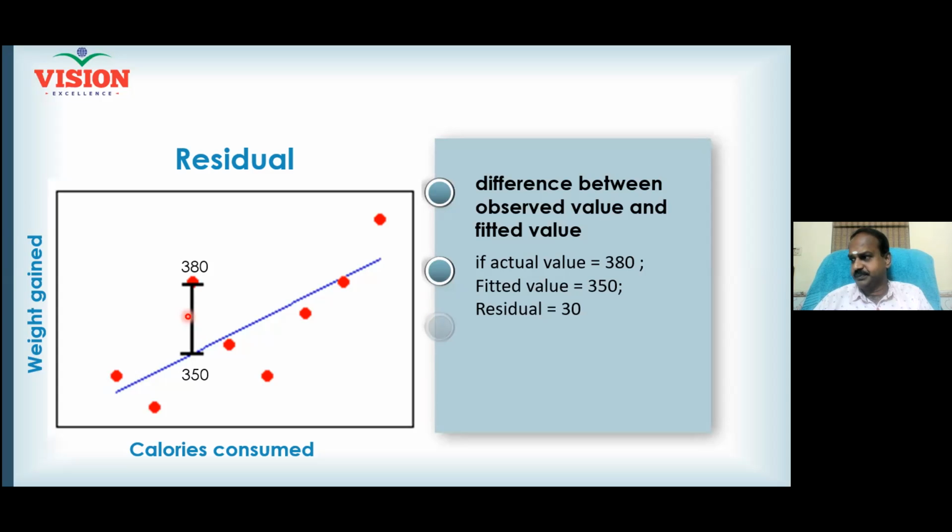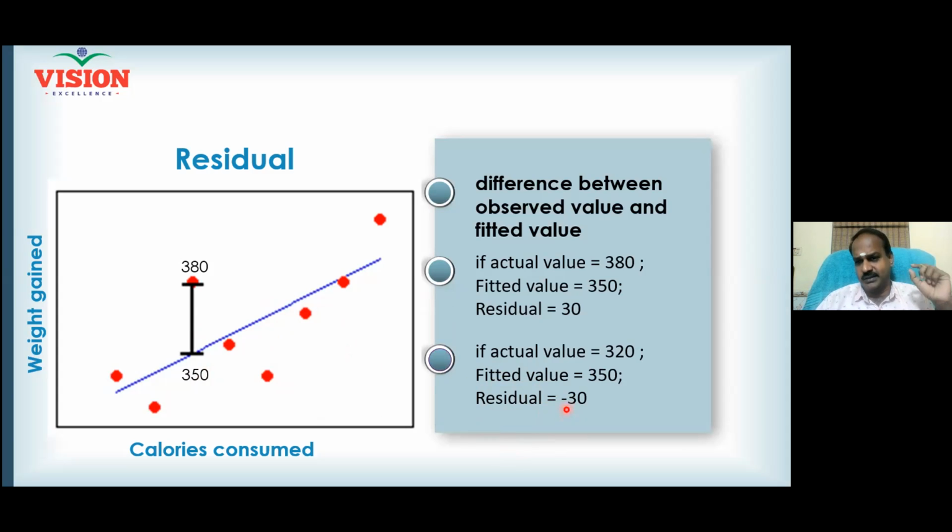So we move on. Similarly, for another point, for all the points below the blue color line, the deviation is negative. So deviation is also called a residual. So residual can be positive, residual can be negative. Ultimately, what we want is all the points to be closer.